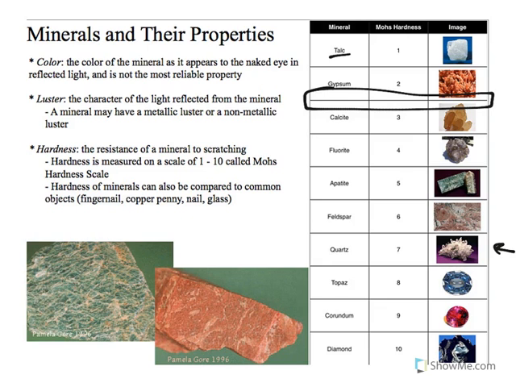Which is why you can test to see if your fiance bought you a diamond, right? Diamond is harder than glass, so of course it'll scratch glass. So these are things that we would commonly have around.